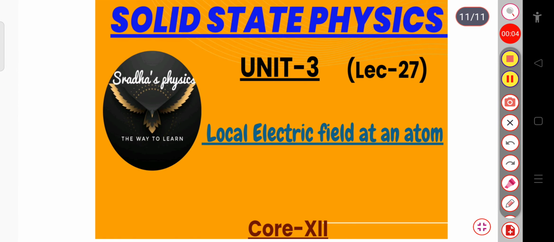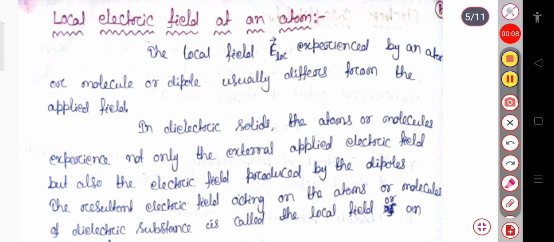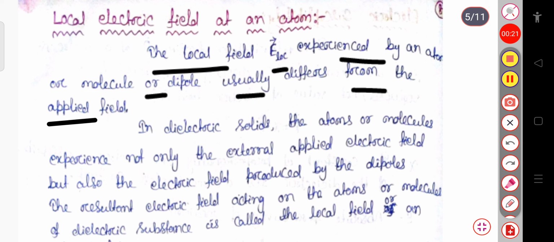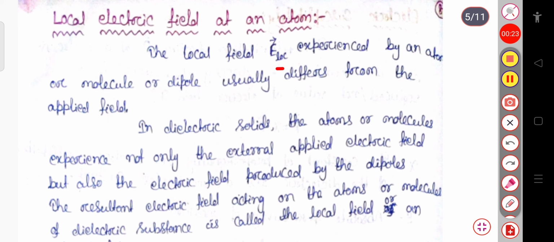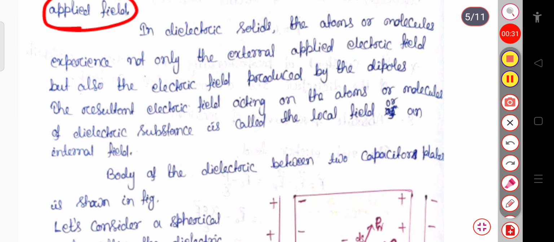In this video you will see the local electric field at an atom. So let us begin our topic, that is the local electric field at an atom. The local field, that is E local, experienced by an atom or molecule or dipole, usually differs from the applied field. That is, this local electric field is not equal to the applied field. We will see what the local electric field is.